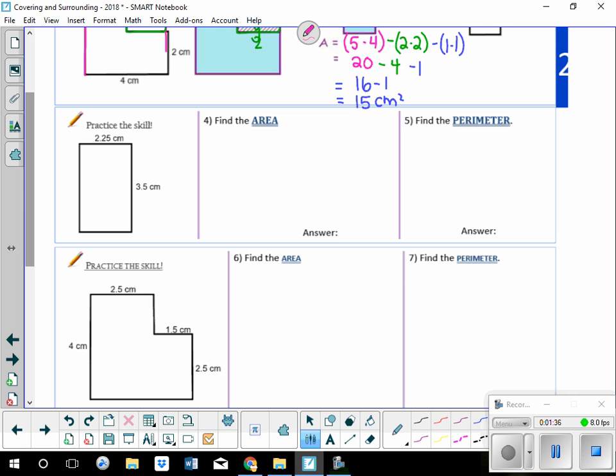Our first problem is to find the area of this shape over here. Remember that area equals our length times our width. So very quickly, I'm just going to do some estimating here. I want to estimate the area of this figure. 2.25, 2 and 25 hundredths is close to 2. And 3 and 5 tenths is close to 4. So my area should be somewhere close to 8 square centimeters.